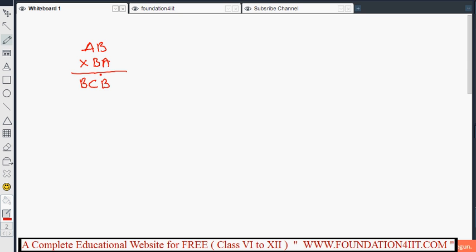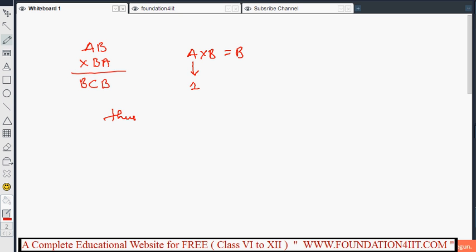So A into B is equal to B. First one, this into this will get B. That implies A must be 1, because A into B is equal to B means compulsory A should be 1. So we have A fixed.